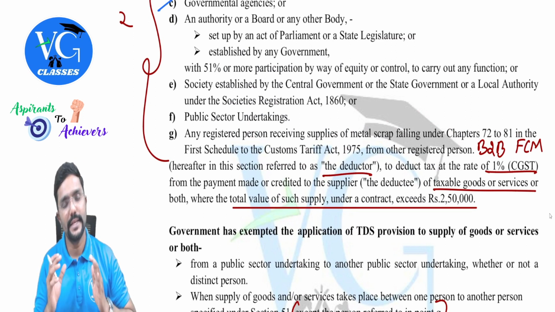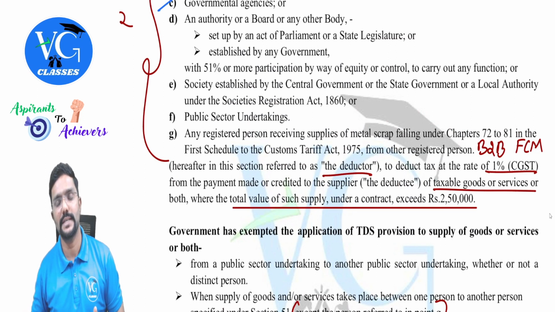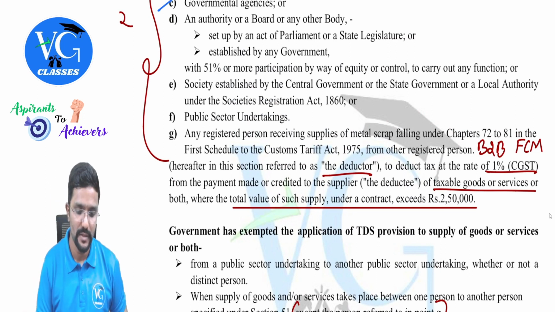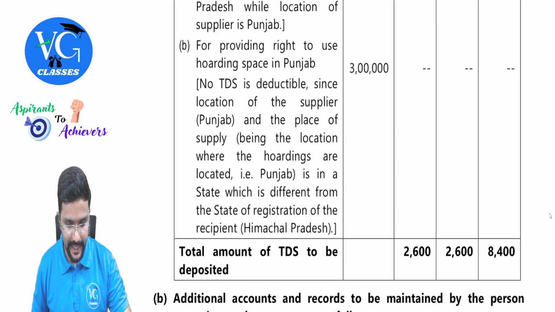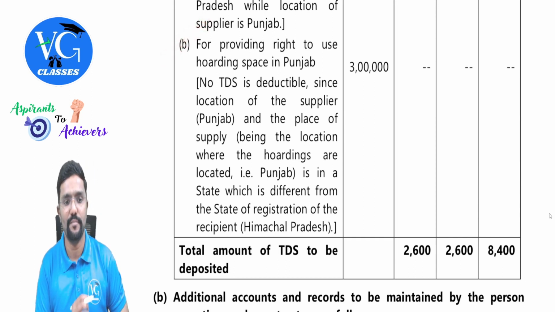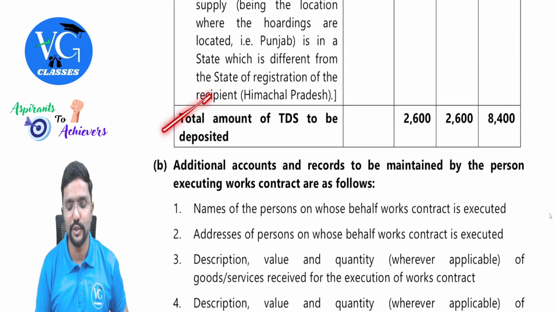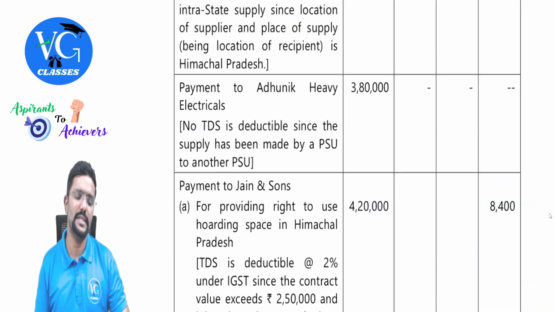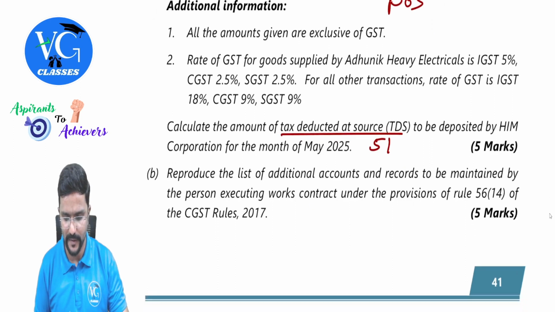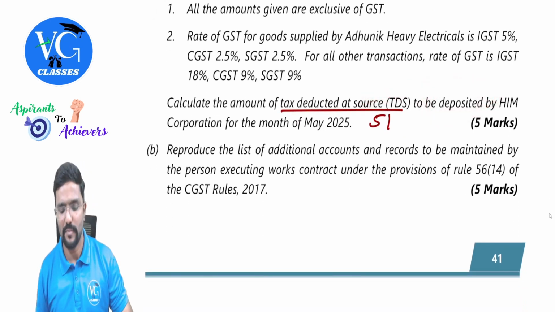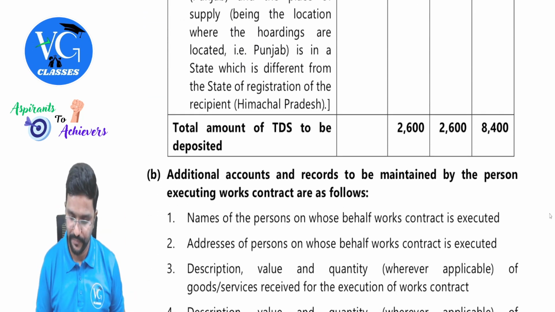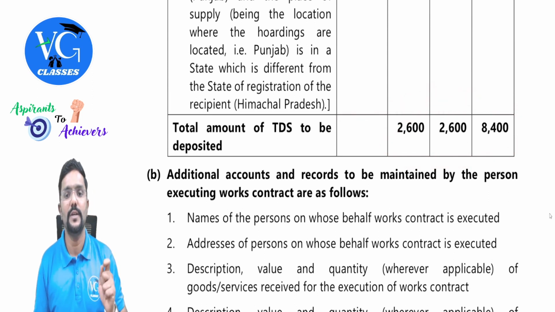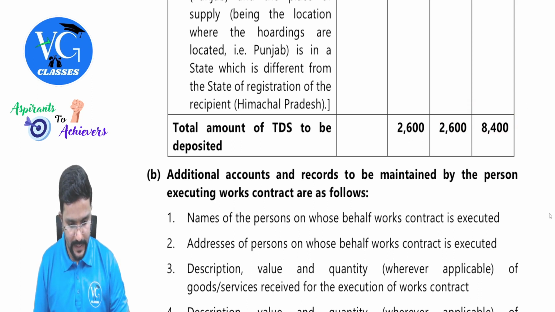Please be careful. TDS would be applicable whether it is intrastate supply or interstate supply. If it is intra, it would be 1 plus 1. If it is inter, straight away 2%, guys. Yes, sir. Then for the second one here, no TDS as it is covered in the proviso. So the total amount of TDS to be deposited or deducted. What have they asked? Deducted or deposited. Anyway, whatever is deducted has to be deposited. Okay, they have asked deposited. Take the same amount, because whatever has been deducted, guys, has to be deposited by the 10th of the next month. So CGST and SGST 2600 each and IGST 8400. Yes, sir.